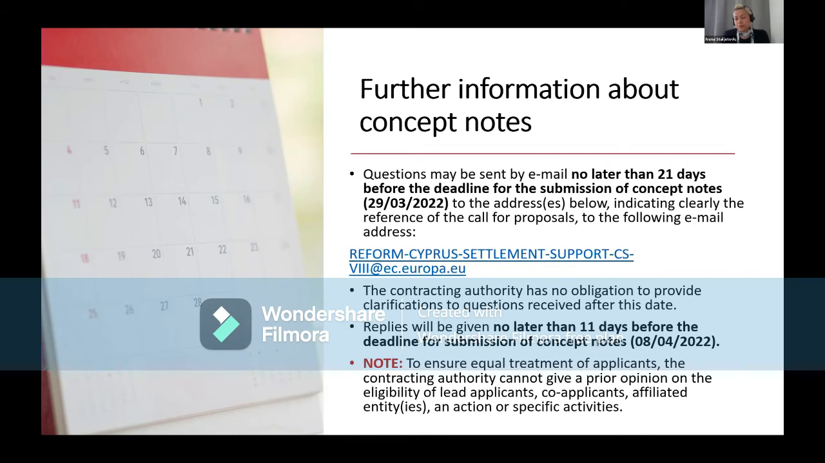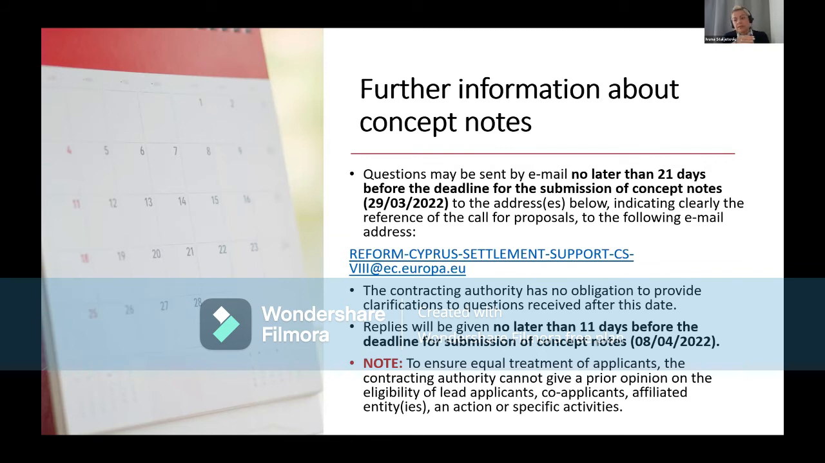What is very important to stress here, if you ask some questions, for example, if I am eligible, is this activity eligible? In order to ensure the equal treatment of applicants, please be aware that the contracting authority cannot give you a prior opinion on the eligibility criteria. So eligibility of lead applicants, co-applicants, eligibility of affiliated entities, or eligibility of an action or specific activities. You need to read carefully what is envisaged in the call.